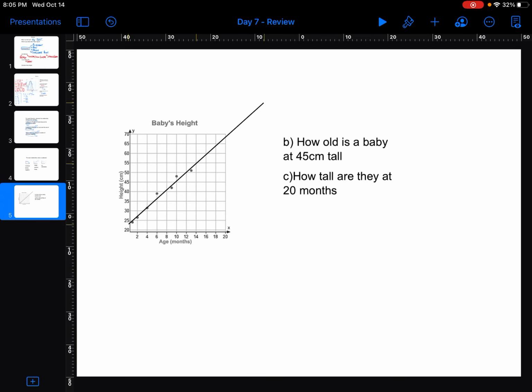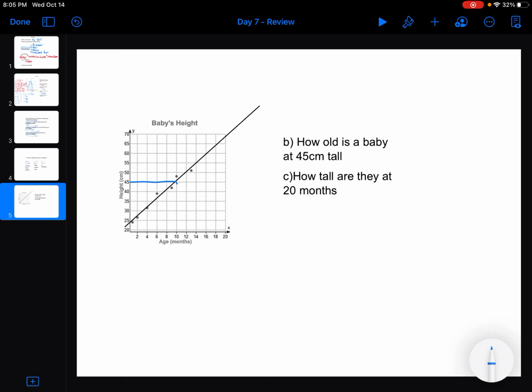So for this one, the line of best fit is probably somewhere in there. I've got just about as many on top as I do on the bottom. The ones on the top are a little further away, but the ones on the bottom, there's a couple more. So that's probably my line of best fit. Now I'm going to use that line, and remember the term interpolate. I'm going to interpolate this data because it's inside the data. How old is the baby at 45 centimeters? Well, I'm going to draw a line over, and then I'm going to draw a line down. So then 10 months.